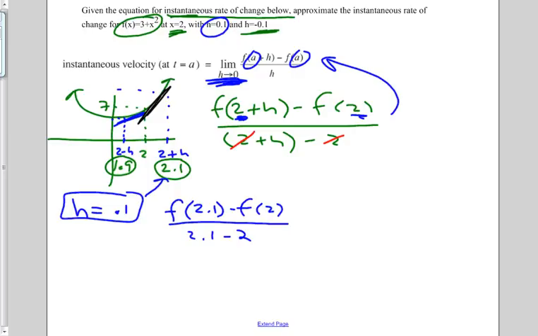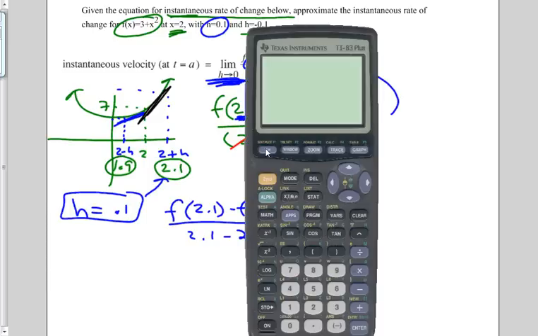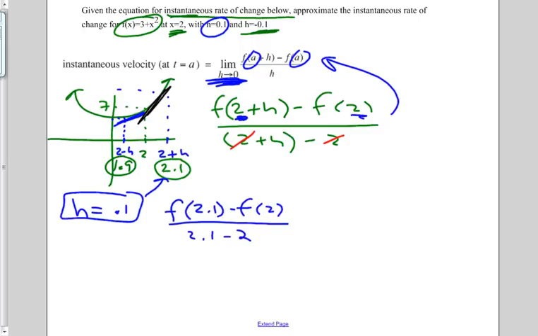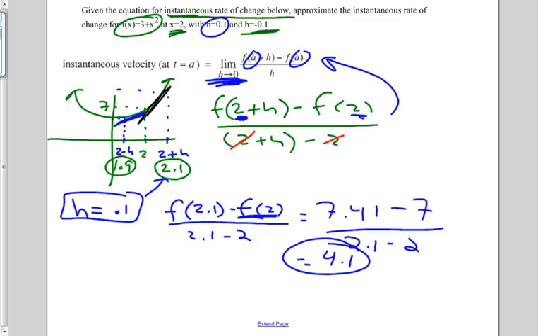Now we can evaluate f of 2.1. In fact, let's just show how we would do that on the calculator. If we bring up the calculator, I've got the graph y equals 3 plus x squared, and I can just do second calc value when x equals 2.1, and we find out that y is 7.41. So we've got 7.41 minus f of 2. Well, f of 2 we know is just 7, all over 2.1 minus 2. And this simplifies to 4.1. That's when h is 0.1.